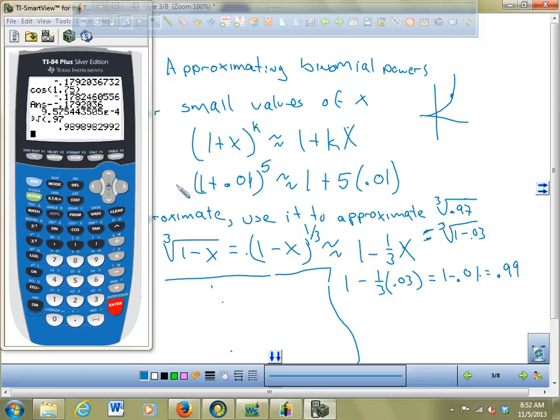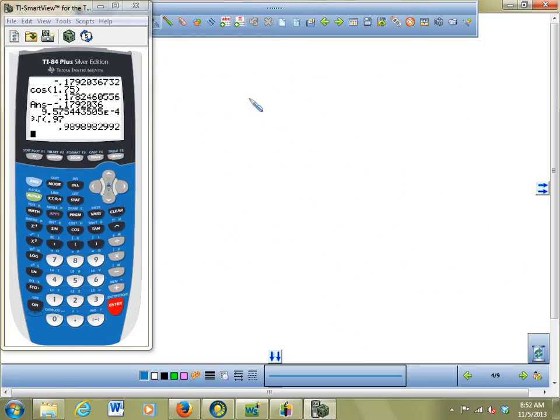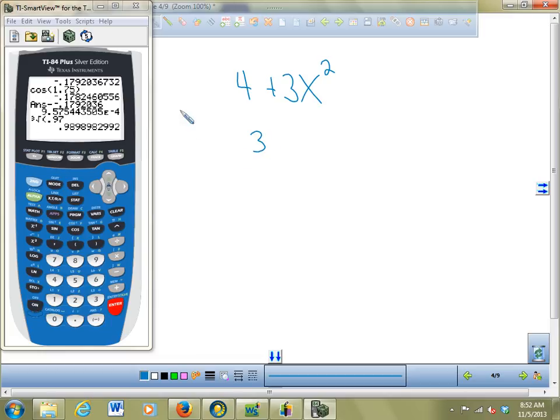All right, yes, sir. What would you do if you had something like 4 plus 3x? How do you apply that? Well, first of all, that's just going to make a line, so I don't have to use the graph. But if you had like 4 plus 3x squared or something like that, you would have to actually find the equation of the tangent line and use the linearization of that tangent line, right?